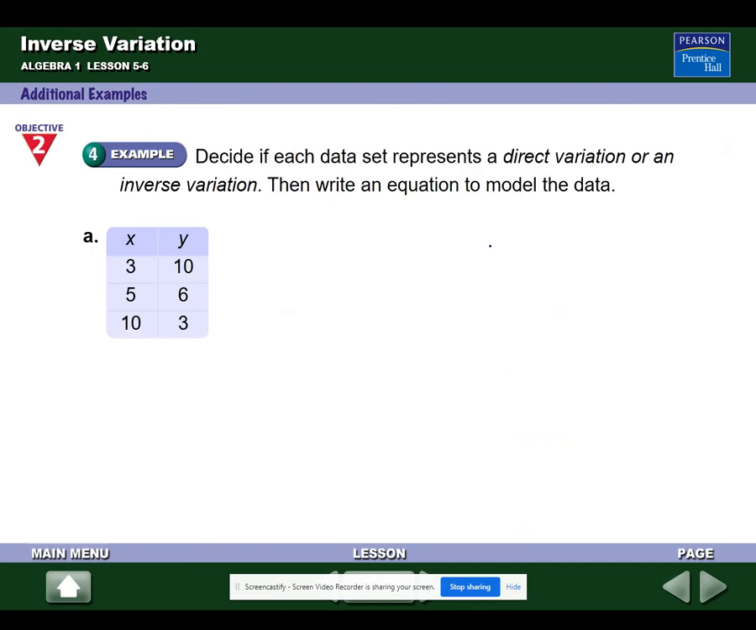Last example says decide if each data set represents direct variation or inverse variation. Then write an equation to model the data. All right, so let's check direct, then inverse. Let's see if it's direct. To be direct, you'd have to divide the y by the x. 10 divided by 3 is 10/3, or 3 1/3. 6 divided by 5 is 6/5, or 1.2. 3/10. These are all different, right? So this is not direct variation.